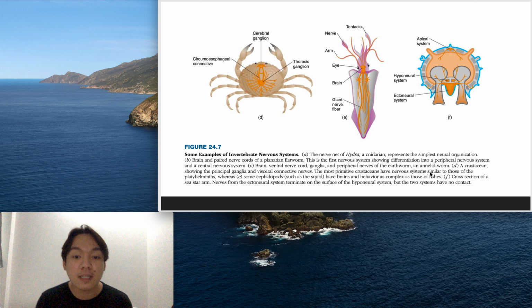Letter F, a cross section of a sea star arm. The nerves of the ectoneural system terminate on the surface of the hyponeural system. These two have no contact.